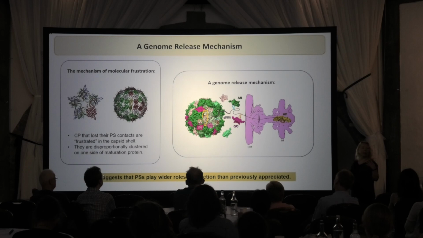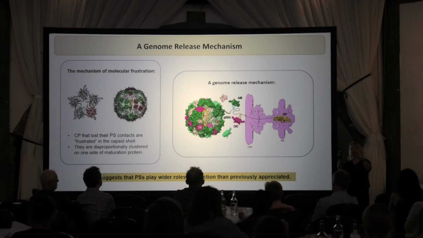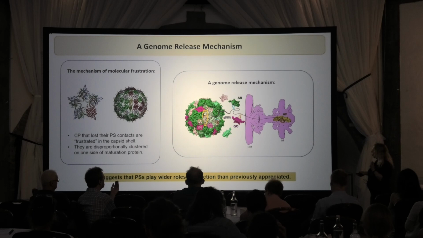And what we see is there is an accumulation around this maturation protein that's important for the exit of the genome. So this has led us to propose that packaging sites unbind at some point during assembly or in later stages of the life cycle, and therefore destabilize the lattice in strategic positions that then help the exit of the maturation protein and the associated RNA that's bound to it. So this is, again, this genome release mechanism. It was already known that the maturation protein has to get out, and it is dragging the genome along. But how does the phage actually make sure that it does that in a coordinated way? We believe that this is orchestrated by these packaging sites.